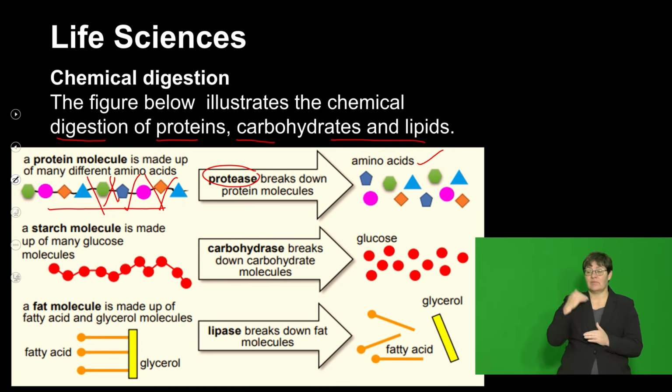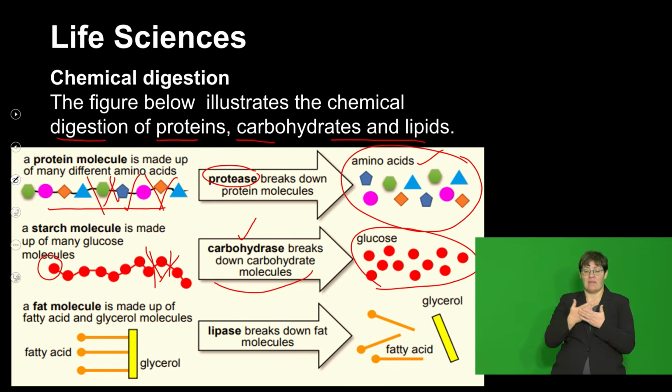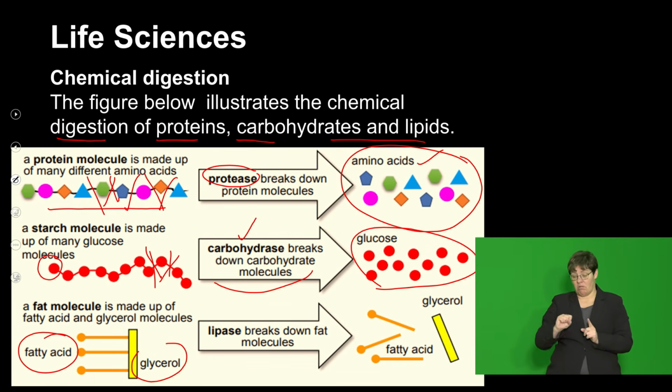And so that completes the protein digestion, where amino acids are released. A starch molecule, again, is a complex carbohydrate made up of many glucose molecules. Your carbohydrases break down the glucose molecules, releasing each monomer, and these glucose molecules are then available for absorption in the bloodstream. As we mentioned earlier on, a fat molecule is made up of fatty acid and glycerol molecules.